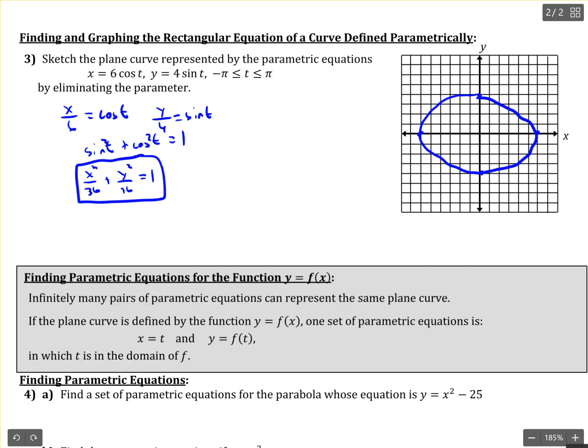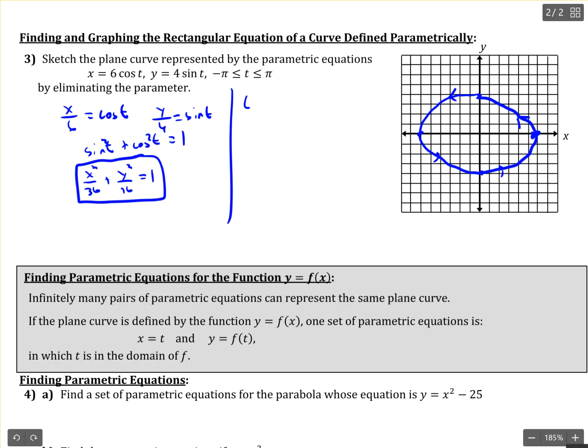All right, so that's not the most beautiful picture, but notice the order we would go. As t increases, cosine of t is going to go from 1 to -1, so x is going to go from 6 to -6, etc. So it's going to start at the positive 6, 0, and go around this way, and then end there. So let's see it the other way.